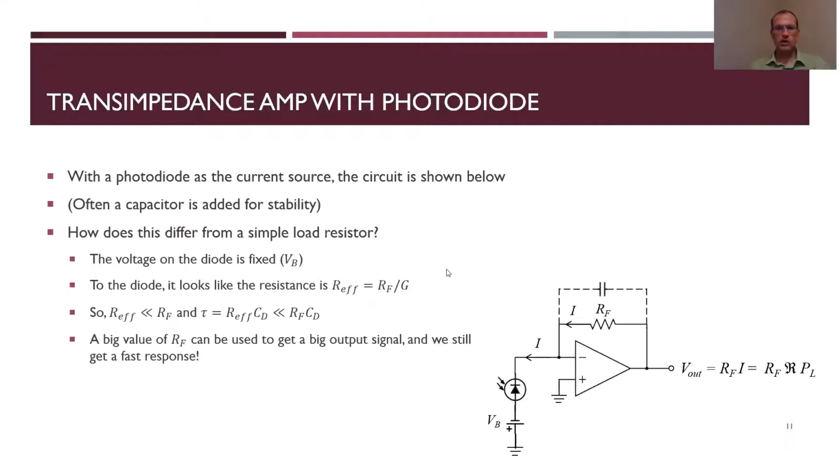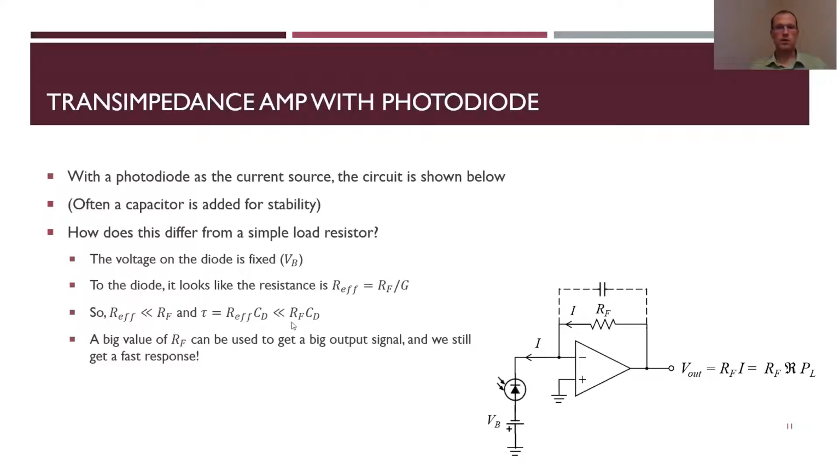Then I want to look at what actually happens to the circuit. So I have a voltage on the diode, that's a fixed value, this VB voltage of the battery. So the diode looks like I have some effective resistance of this RF resistance divided by the gain of my amplifier. Gain is usually a really big number, so my effective resistance is much smaller than this load resistor RF. Which means my time constant, essentially the value of R that this diode sees, is very small: RF times the capacitance inside that diode as well.